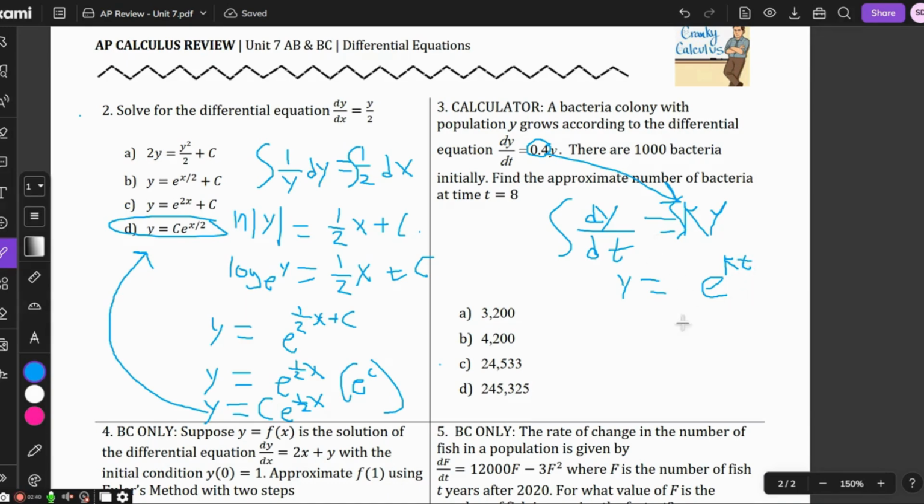So let's plug in some values. So y equals, and let's always remember that before an exponential equation, we always have to include our initial value, which is 1,000. So we're going to put 1,000 right there, and then e to the k, which is 0.4 as we found earlier, and our t value is going to be 8 right there. And I plug that into my calculator, do a little bit of buffoonery, and we are going to get answer choice C.